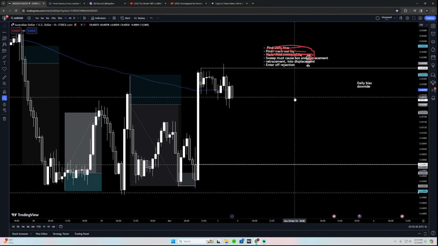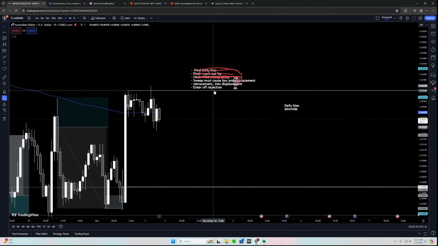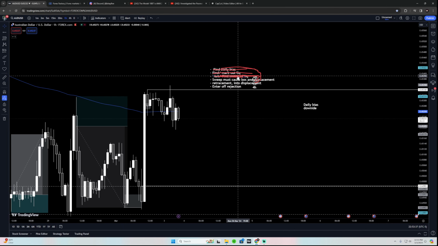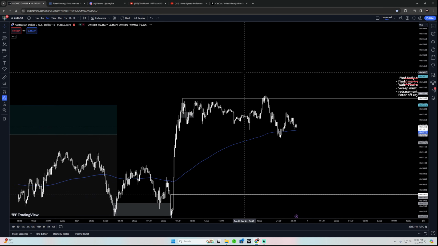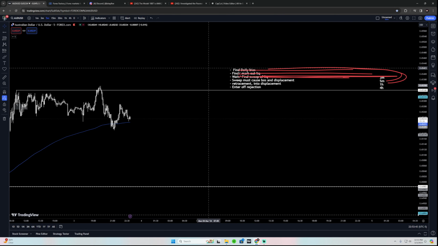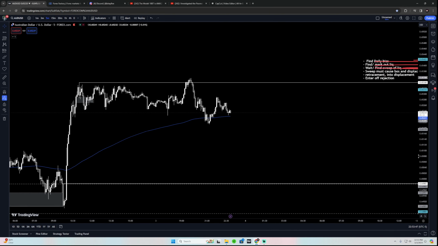So, you've done these 3 steps. Then, sweep of liquidity, you got that. Now, in order for the sweep to be valid, you're going to want to zoom in on the 5-minute and see if it causes a break of structure and displacement. Has to cause both.